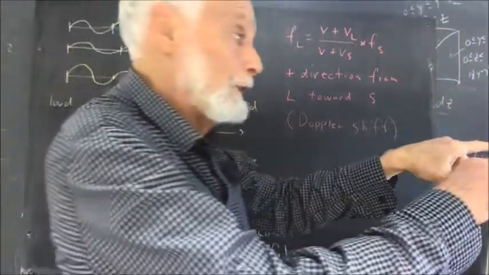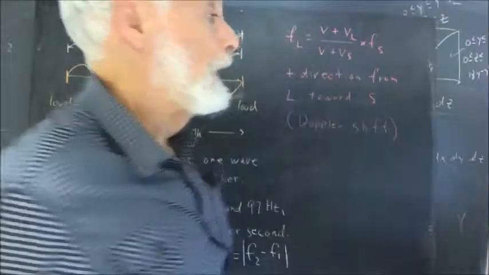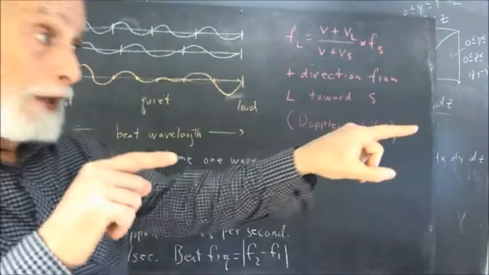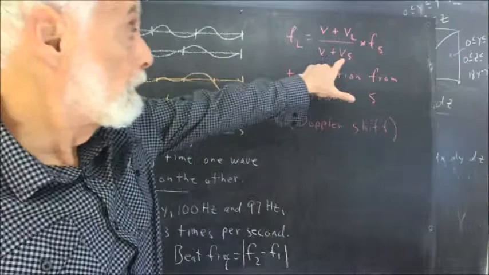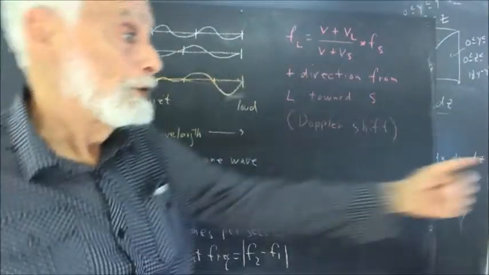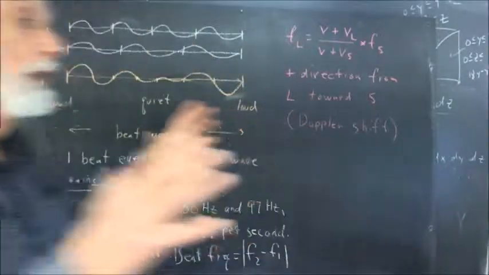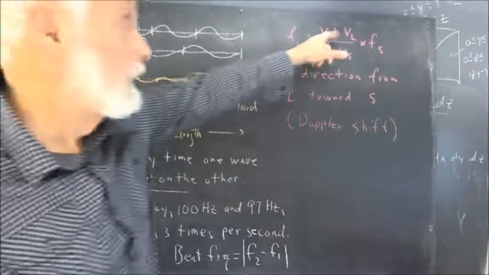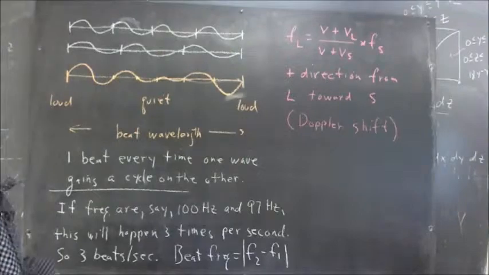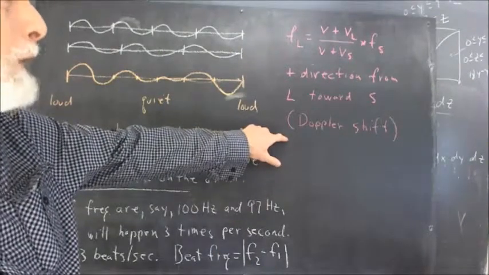If I'm moving in that direction, then VL is positive. If the source is moving in that direction, which is away from me, then Vs would be positive. If the source is moving toward me, then Vs would be negative, just as if I was moving away from the source, VL would be negative. That's the equation for the Doppler shift.